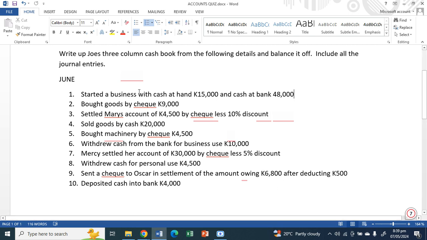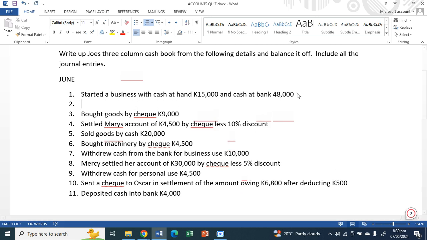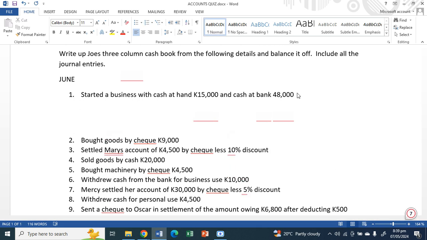So the first one we have here is started a business with cash at hand 15,000 and cash at bank 48,000. So here what's happening is Joe is starting up his business. The three accounts involved are the cash account, bank account, and the capital account. So in this transaction, all three accounts are increasing. So cash and bank are assets.